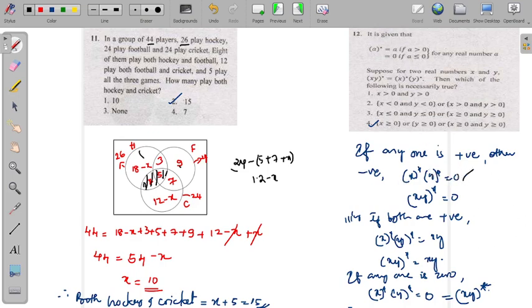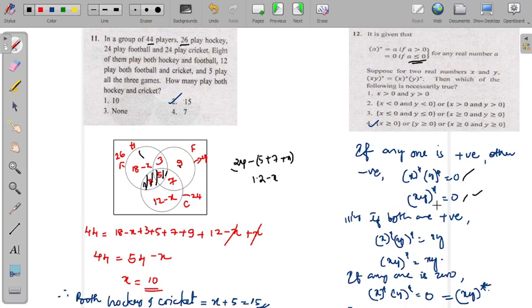0 into anything is 0. Similarly, xy whole star means positive into negative, it gives negative. Whenever any quantity is negative, it gives you 0. So the answer is 0. LHS equal to RHS. This is true in one case. Either x greater than or equal to 0 or y greater than or equal to 0.